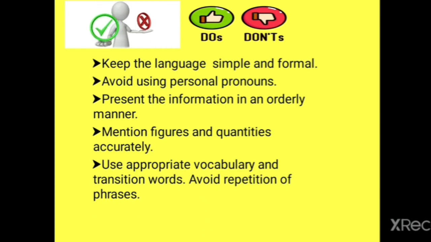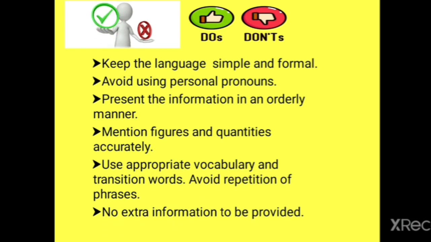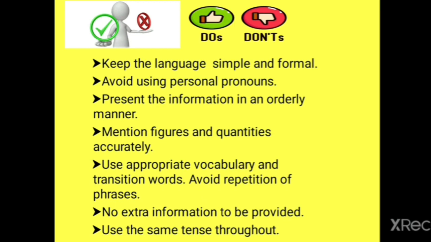Avoid repetition of phrases, because if you repeat the phrases, it shows that you lack a good expression and you lose your marks for expression. Let me remind you, your marks are for your content, fluency, expression and accuracy. Lastly, no extra information to be provided. Stick to what is given. Put only the facts which are before you and use the same tense throughout. As far as possible, try to use the passive form of the verbs, which will give a formal tone to your write-up.